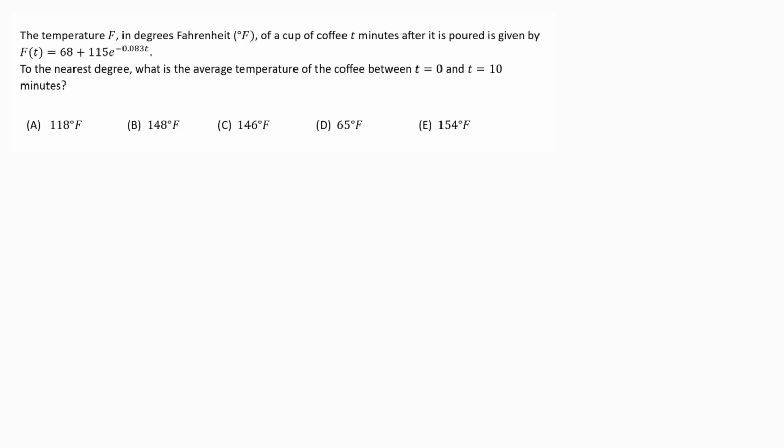In this AP Calculus problem, they're telling us the temperature F in degrees Fahrenheit of a cup of coffee T minutes after it is poured is given by this equation here. And then they want us to estimate to the nearest degree what is the average temperature of the coffee between T equals 0 and T equals 10.